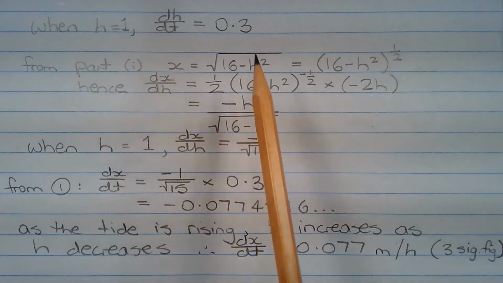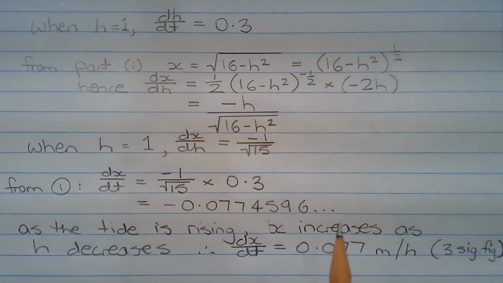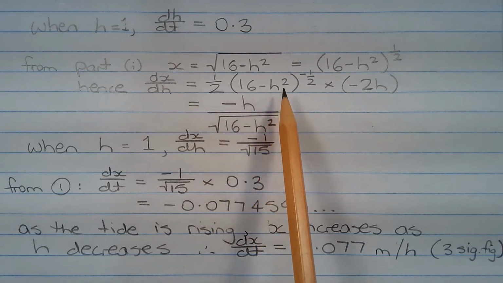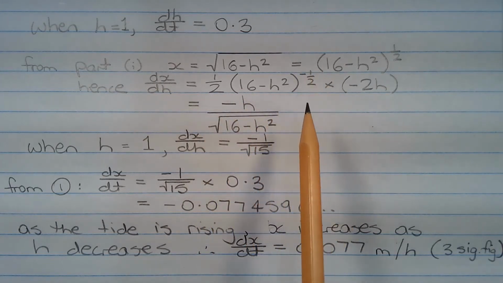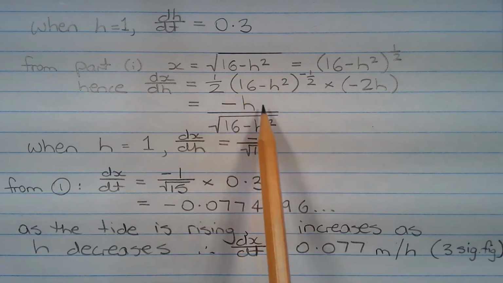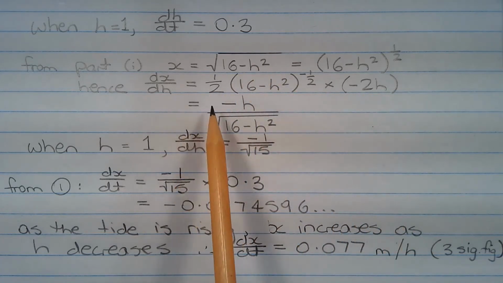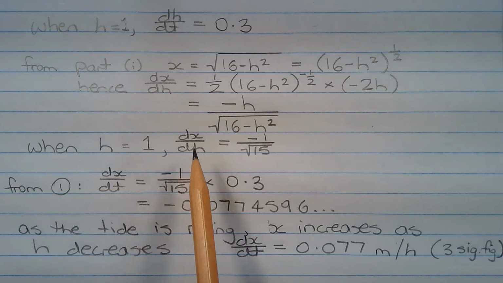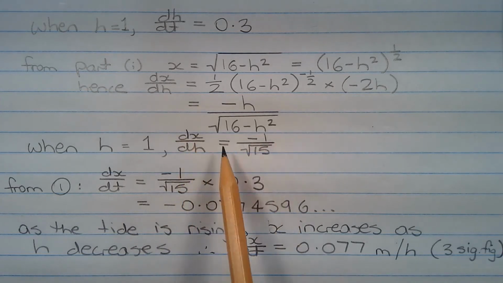Differentiating x with respect to h using the chain rule, we have dx/dh is equal to half times (16 minus h squared) to the power of negative half, multiplied by the derivative of what's in the brackets, which is negative 2h. And that's equal to negative h over the square root of 16 minus h squared. So when h equals 1, dx/dh is equal to negative 1 over the square root of 15.